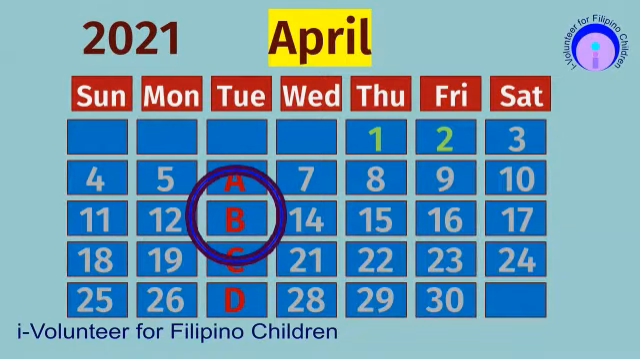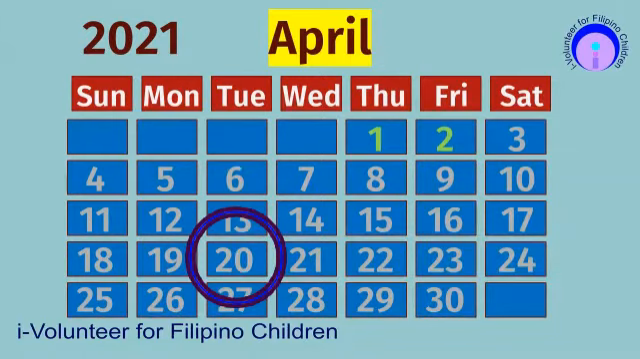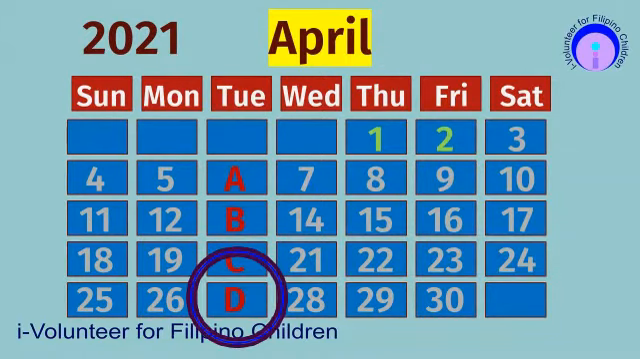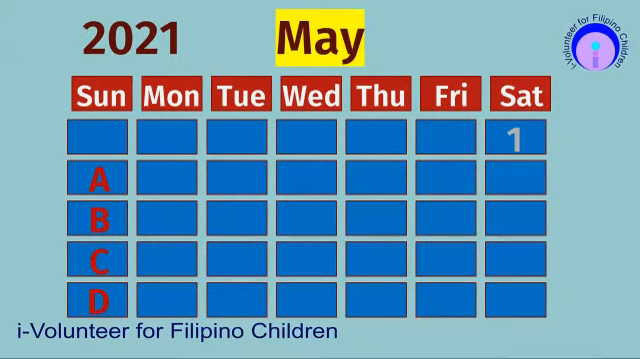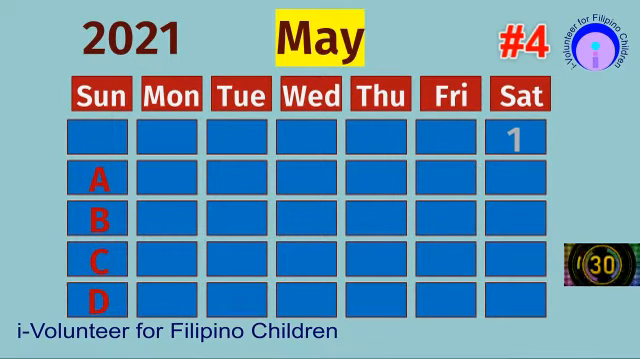Letter B, of course, represents April 13. Letter C represents April 20. Letter D represents April 27. Ano ang petsa na sa letter A, letter B, letter C, and letter D? We find the specific date of the month indicated by A, B, C, and D.